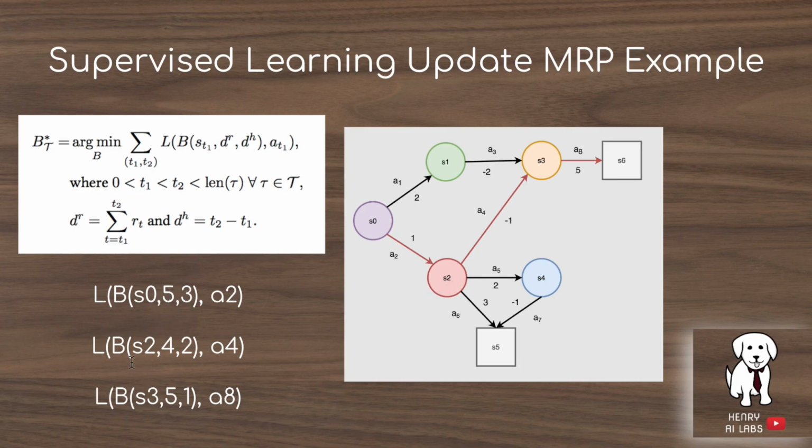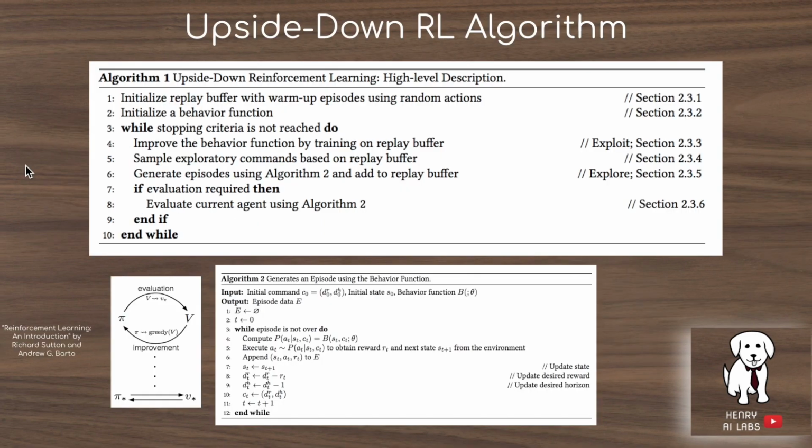And then we have this next labeled sample where we start in S2 and want to achieve 4 reward in 2 time steps, and the answer to that is A4 compared to A5 or A6. And then we also have the final labeled example of S3, 5, 1, A8. So we see how we're learning this behavior function by having all of these supervised learning examples from sampling from the environment. Putting this together, we have the full upside-down reinforcement learning algorithm.